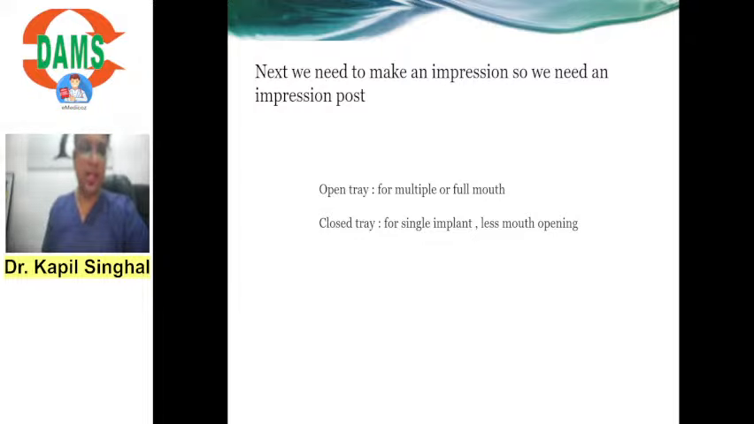Now in an implant, there are two techniques of impression making. Number one is the open tray impression technique and the second is the closed tray impression technique.